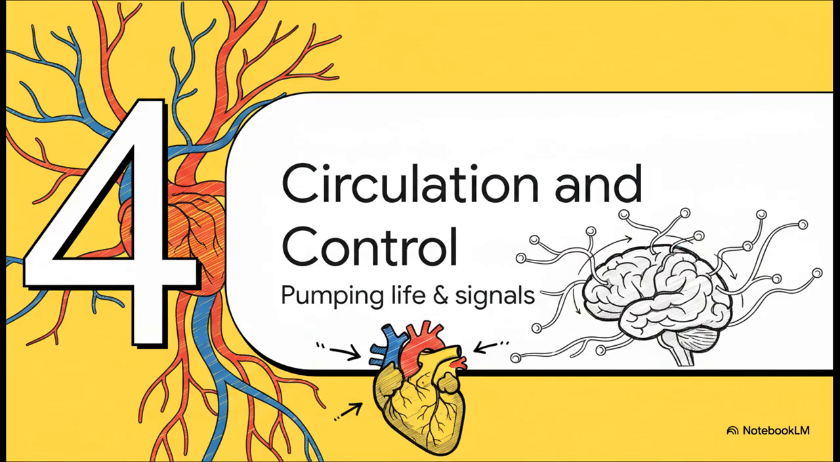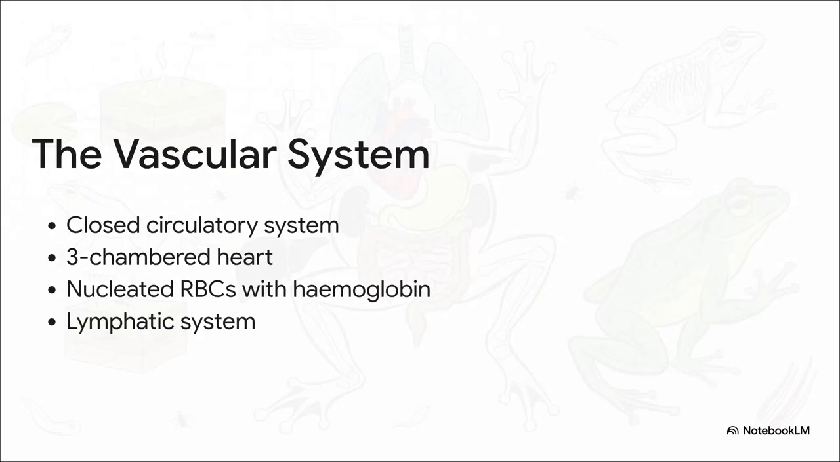Pumping life and processing signals. So how is all this oxygen and nutrition distributed? The frog uses a closed-type vascular system driven by a muscular heart. But unlike our four-chambered heart, a frog's heart only has 3 chambers, 2 atria and 1 single ventricle. They also feature specialized venous connections called portal systems.